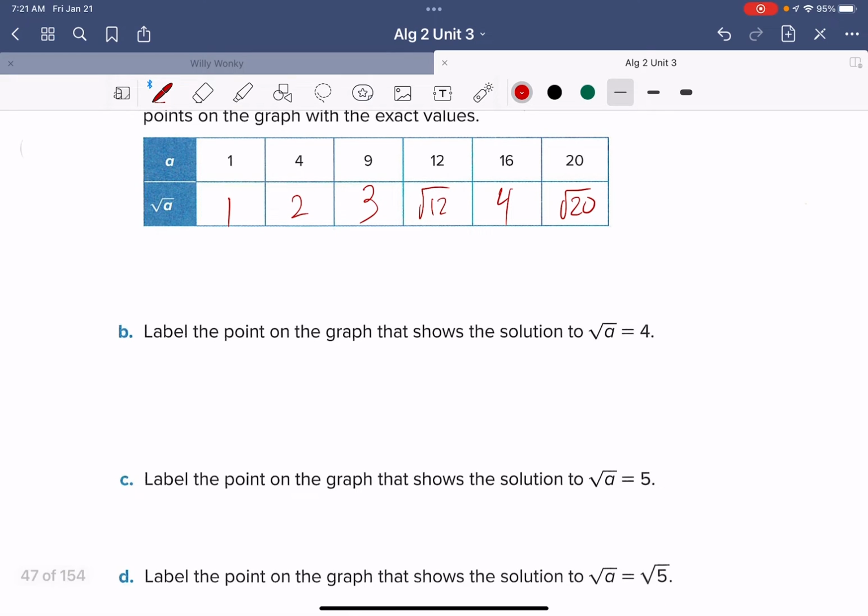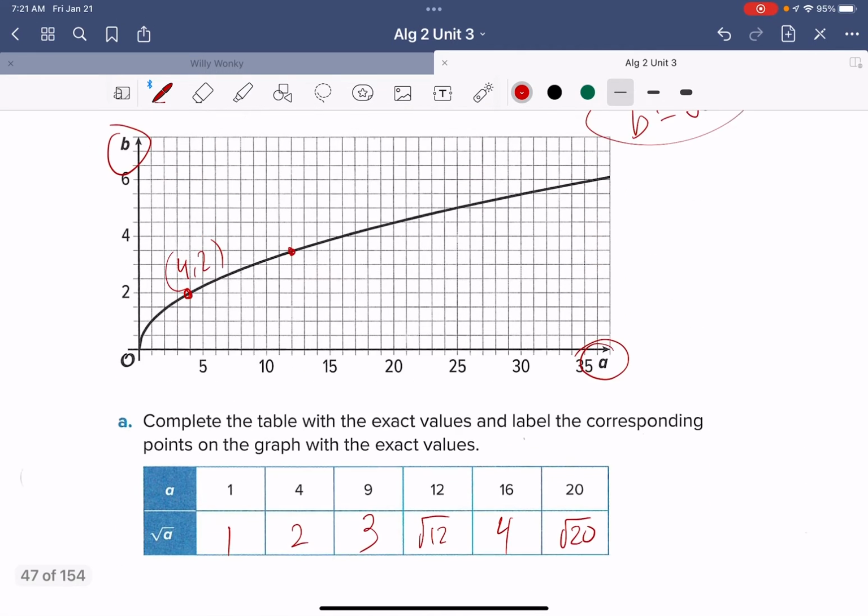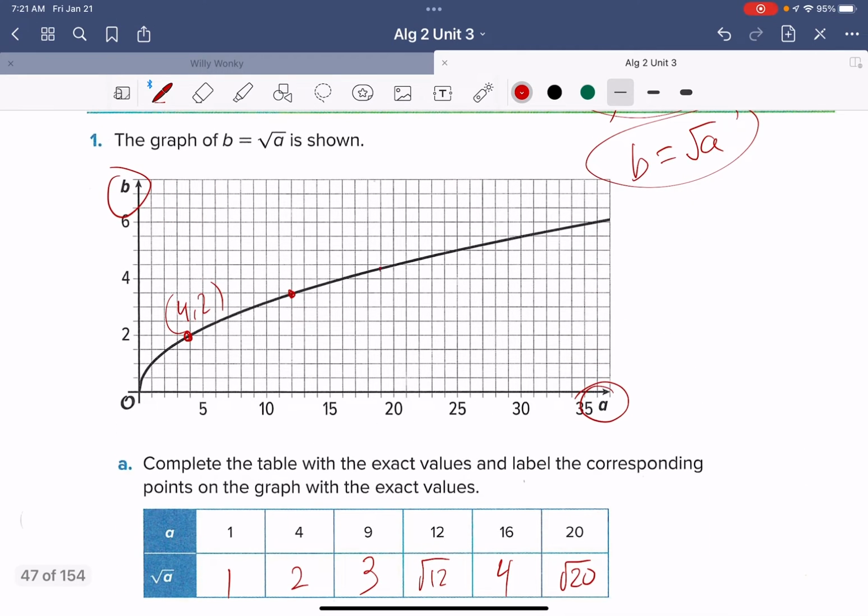Okay, so what works for this? Square root of what is 4? So a would be 16. Square root of 16 is 4. So that would be the point 16 comma 4. Well, I can label that: 16, 4 is right there. Over 16, up 4.